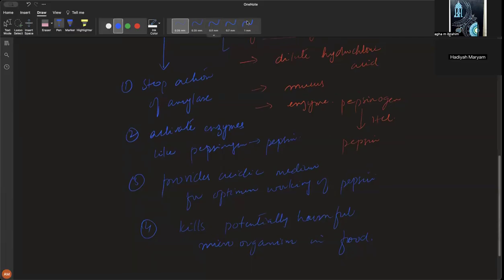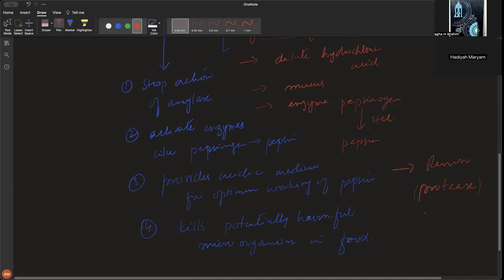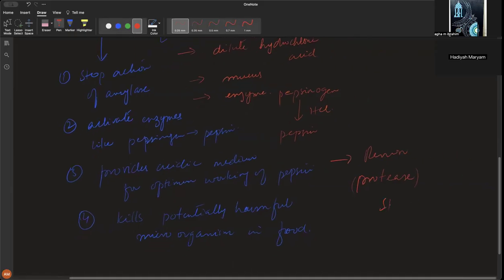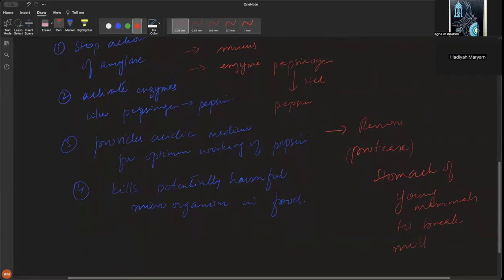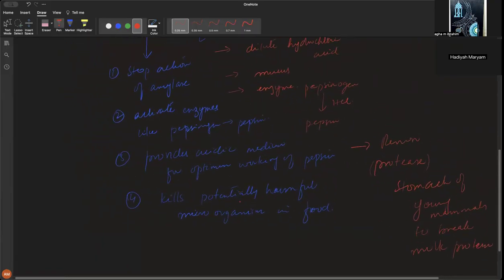Another thing that we should also write here is renin. Renin is also a protease. Yes. It is actually produced in the stomach of young mammals to break milk protein. All right. Also add this in the information, please.